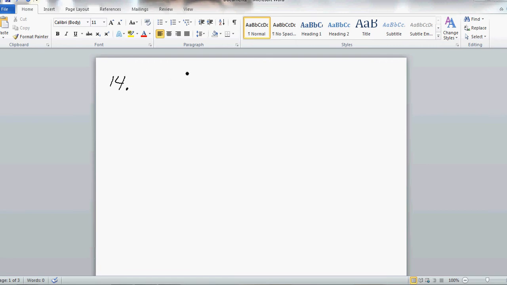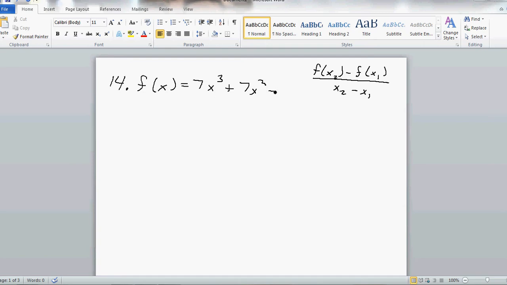Now, the average rate of change, the formula looks something like this: f of x sub 2 minus f of x sub 1 all over x sub 2 minus x sub 1. That's what the formula says. But realize that it's basically finding the average is what it amounts to. So suppose we have f of x equals 7x cubed plus 7x squared minus 2. And we want to go from -9 to 4.